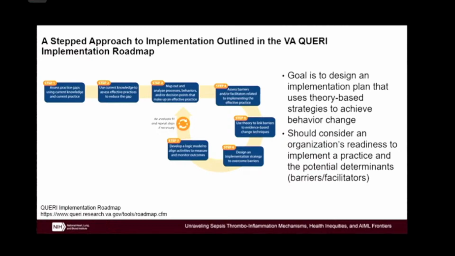Jumping down to step 6, here is where we use theory again to design an implementation strategy. We want our strategies in general to be linked to the barriers we want to overcome and to help improve or facilitate implementation within the context that we're working. To summarize, this is a helpful stepped approach to getting to an implementation strategy. Next slide, please.